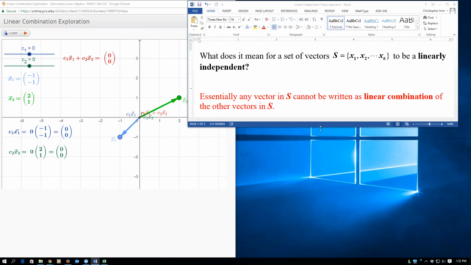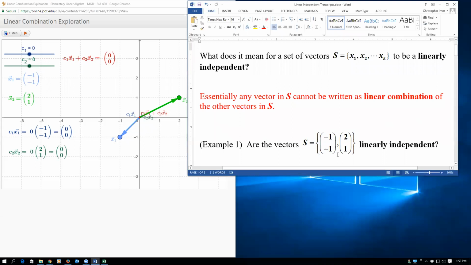Like for instance, are the vectors (-1, -1) and (2, 1) in R2 linearly independent? Well, I have them plotted over here, and remember when we took a look at our previous video, we were looking at linear combinations of these to get another vector, but really we're looking at these in terms of, can I write one as a linear combination of the other? And with two vectors, it's really easy to see that if one is not a multiple of another one, then I can't write this as a linear combination of the other.